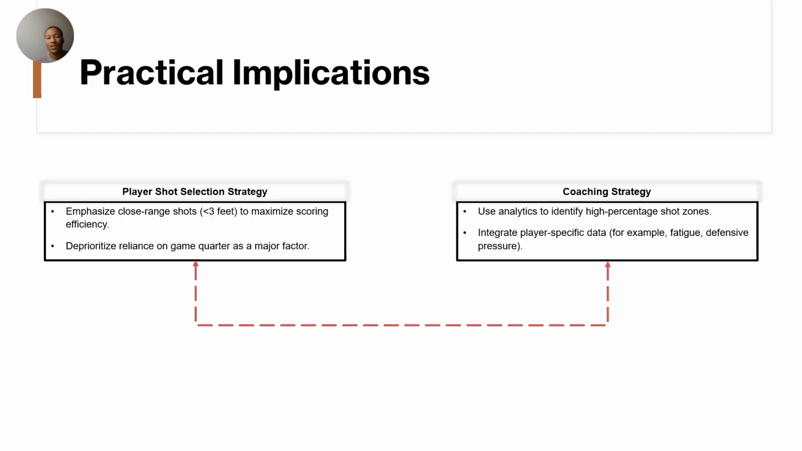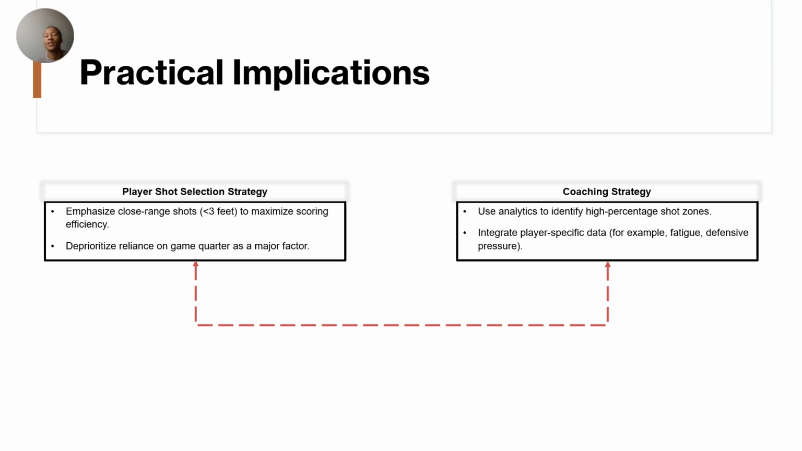Really, this slide focuses on translating my findings into actionable strategies and insights for both players and coaches. These insights were aimed to enhance game performance through data-driven decisions. For players, the data suggests you need to emphasize close range shots, those within 3 feet, to maximize your scoring efficiency, because those shots have the highest success rates.